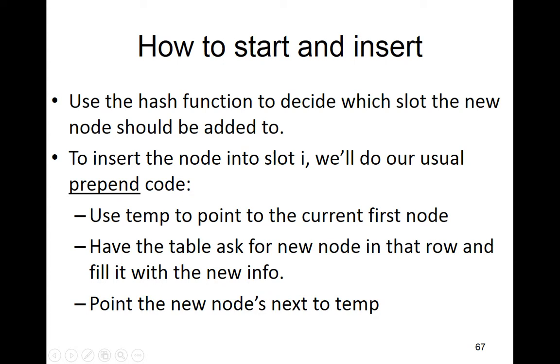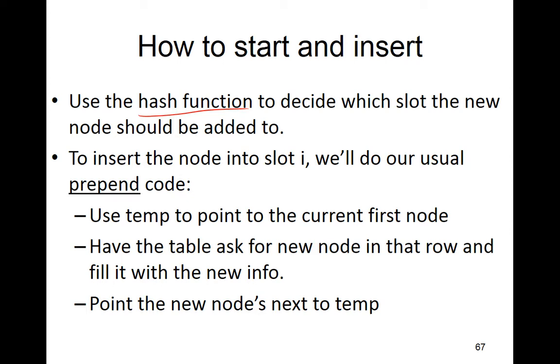So of course, I think probably pretty much the first thing I'm going to do is use the hash function to decide which slot this new node should be added to. Right? That's the whole idea of hashing, that first and foremost, I'm going to compute where this should go. Great. Okay, so I do that. I'm going to get that number, probably stored in a variable, maybe a temporary variable, just to hold on to it so I can refer to it.